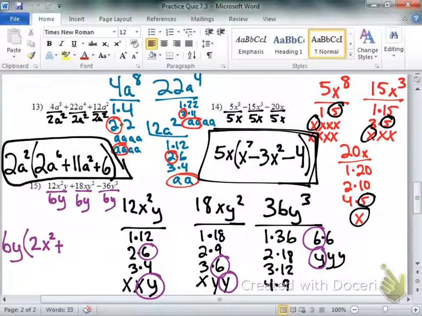Plus 18 divided by 6 is 3. We haven't touched the x. We had y squared, but we're taking one of those out. Yeah, so just a y, so 3xy. Minus 36 divided by 6 is 6. Y to the 3rd, but you're taking a y out, so you'll just have y squared. Very good. You guys are getting good at this, I think.